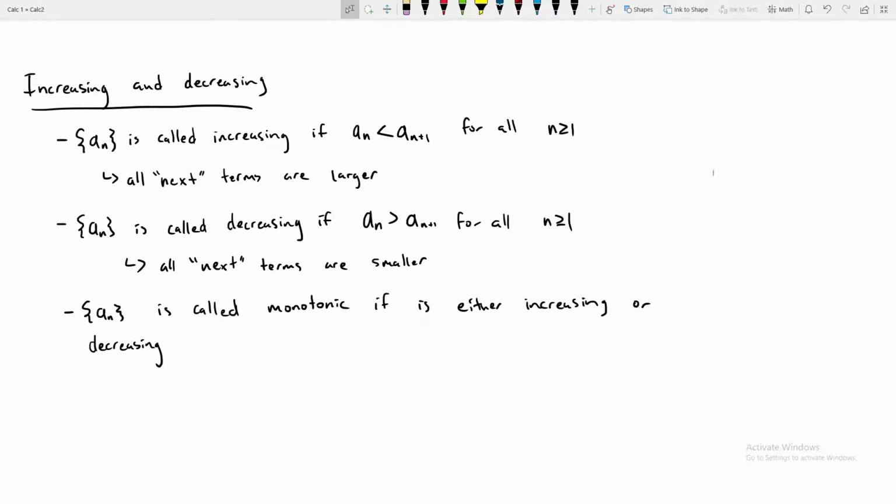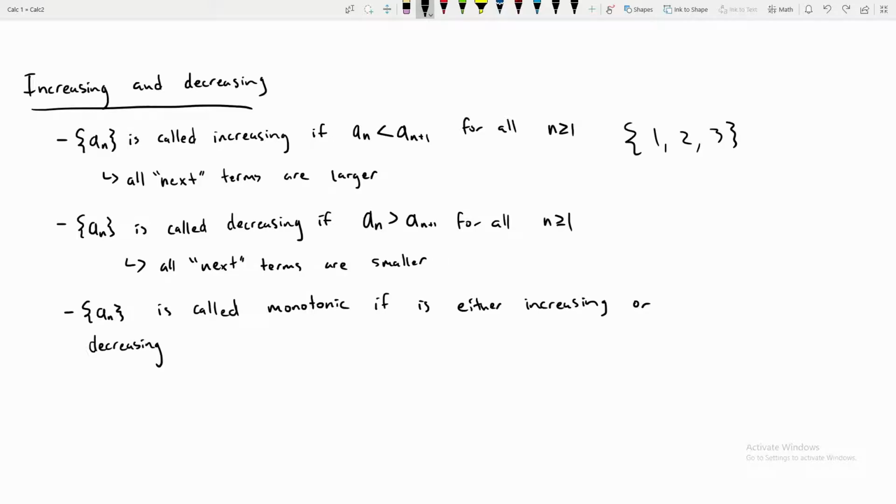It's pretty simple. It's the same as if we were talking about functions. So the sequence is called increasing if all the values, like I've marked it here, all the next terms in a sense are larger. So a_{n+1} would mean the term after yourself. Let's say we have a sequence like 1, 2, 3. Well, this would be increasing because let's say we're on 1, the next term would be 2 and it's greater than 1. If we're on 2, the next term would be 3 and 3 is greater than 2. Therefore, this sequence would be increasing.